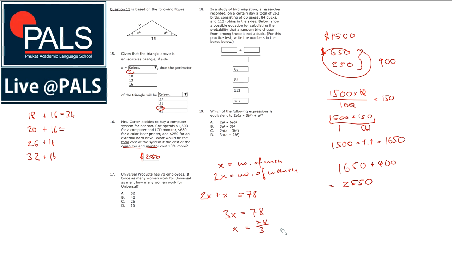And that is equal to 26. Yes, 26. So that would be the number of men. And we want to know the number of women. That means we multiply this by 2 again. That means 2x is equal to 2 times 26, which is equal to 52. And that is answer A.